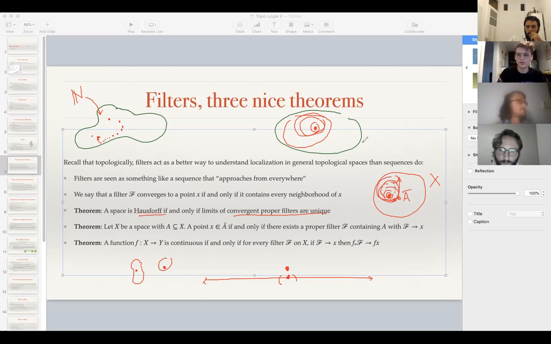These specific theorems aren't that important. It's more that filters are pretty great. And then finally, we can say that a function is continuous if and only if for every filter on X, if it converges to a point in X, then the push forward along this function f applied to the filter is also going to converge to f of x. So basically, if we put the filter through a function, is it still going to always converge?